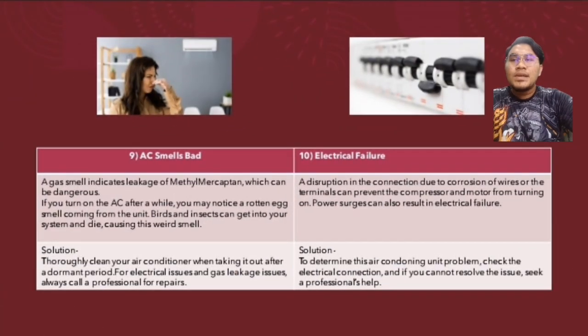The second last is AC smells bad. A gas smell indicates leakage of methyl mercaptan, which can be dangerous. If you turn off the AC after a while, you may notice a rotten egg smell coming from the unit. Birds and insects can get into your system and die, causing this wet smell.